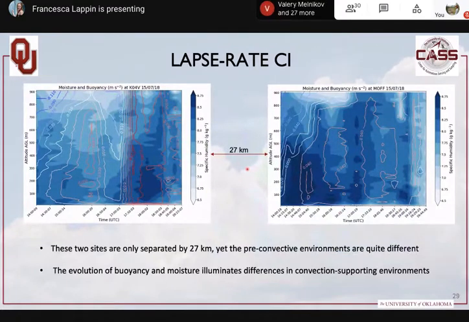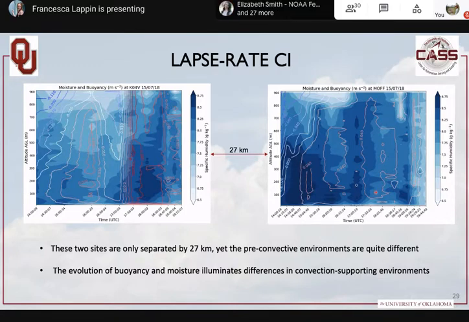So keeping in mind that these two locations were only 27 kilometers apart, buoyancy and moisture are very sensitive in terms of spatial distribution. The evolution of the buoyancy and the moisture are quite different for the two, where you really do see a strong destabilization period through a large layer, which helped convection be sustainable, as compared to an environment that doesn't have a ton of positive buoyancy and tends to be a little bit drier.